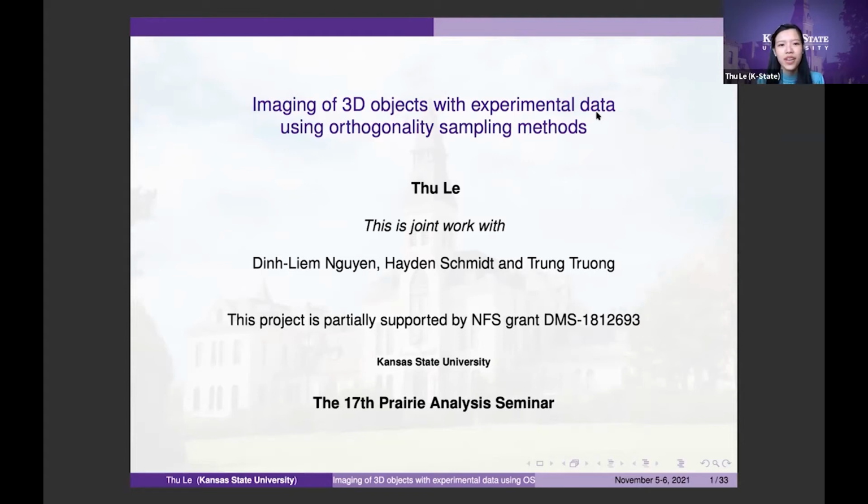All right, so today I will talk about my project, which is imaging of 3D objects with experimental data using orthogonality sampling methods. And this is joint work with my advisor, Liam, an undergraduate student, Hayden Smith, and Rome.